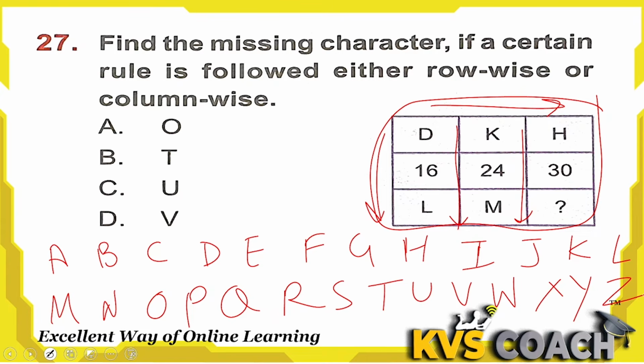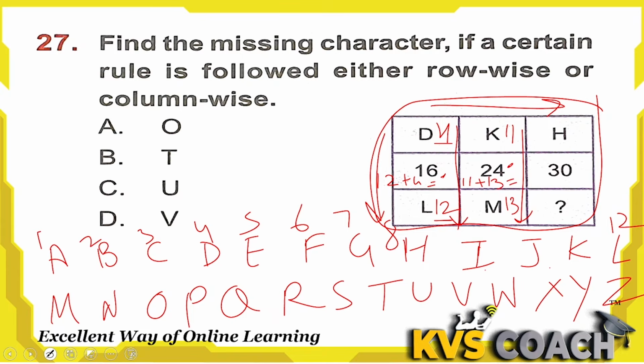So here, A is numbered 1, B 2, C 3, D 4, E 5, F 6, G 7, H 8, and so on. This is the number of each alphabet. Here D is the number 4 alphabet, and L is the number 12 alphabet, and 12 plus 4 is 16. So when the numbers of the alphabets are added, we get the result here. Like this, K is the 11th alphabet and M is the 13th alphabet, and 11 plus 13 is equal to 24.